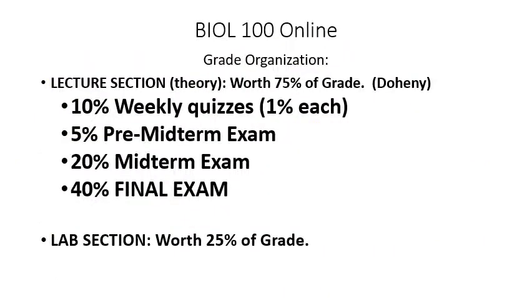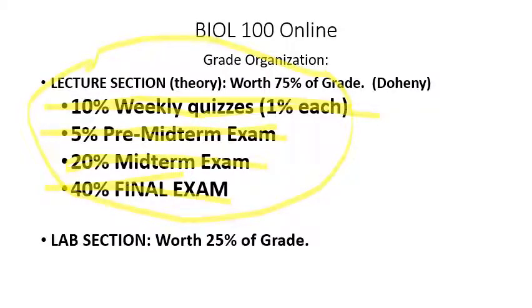How does the course break down? So as I said, there is a lecture section, which is what this video is about, and there's a lab section. Within the lecture section, we will have 10 of these weekly quizzes, one every week, worth 1% each. We'll have a pre-midterm exam, which is worth 5%. We'll have a midterm exam, which is worth 20%, and a final exam, which is 40%. This combined gives you the 75% that the lecture section of the course is worth.